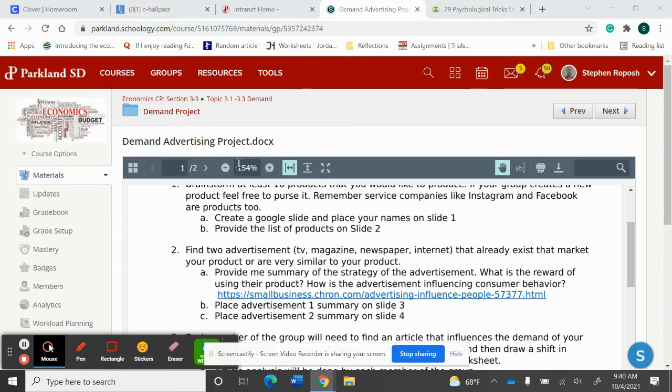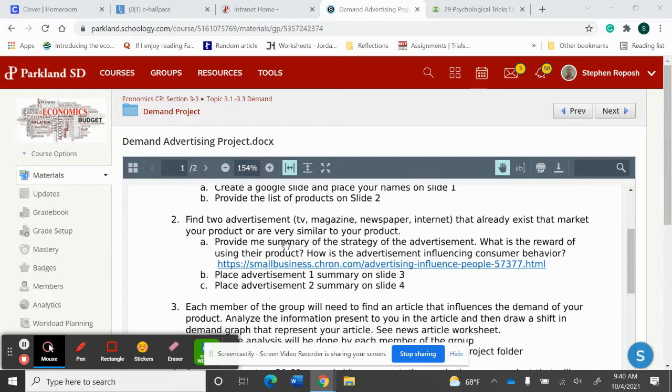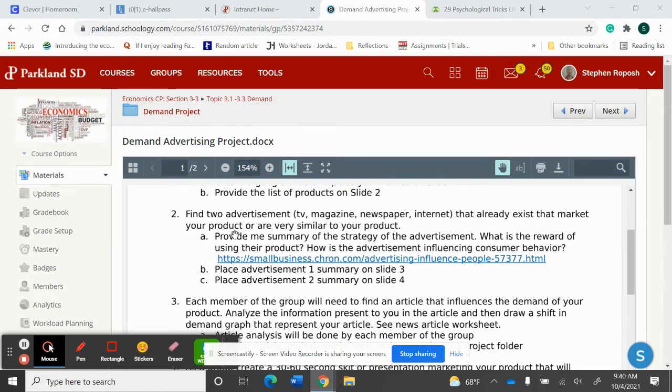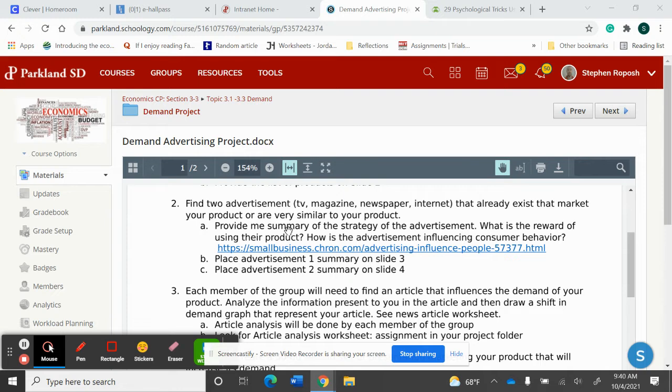When I back up, I'll show you the blank presentation you'll need. Your goal is this: find two advertisements that currently already exist that market your product or something very similar to your product. So maybe you want to build your own Yeti. Well, look at Yeti's advertising campaign. See how they design theirs.